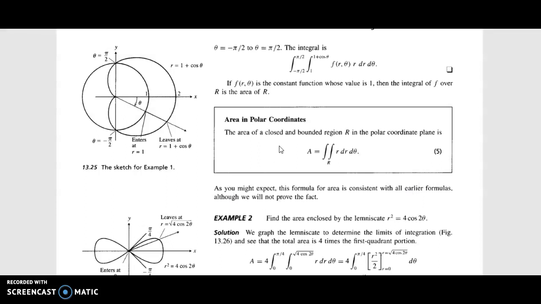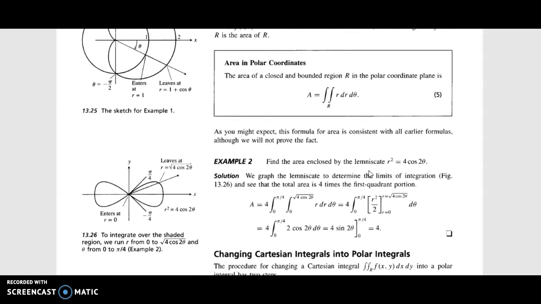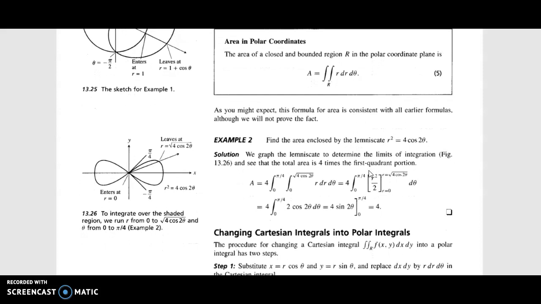Next, find the area in polar coordinates. The area of a closed and bounded region R in the polar coordinate plane is A equals the double integral of r dr d theta. Using this, we have to find the area enclosed. The question is: find the area enclosed by the lemniscate r squared equals 4 cos 2 theta.